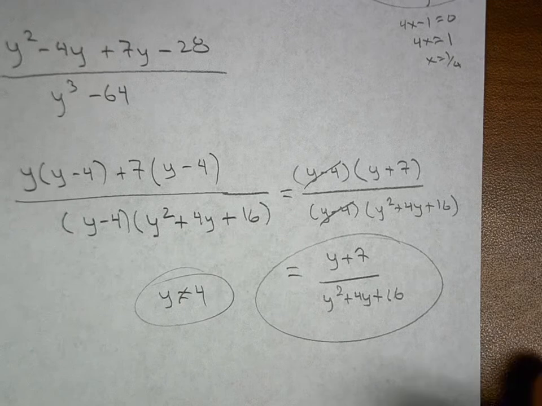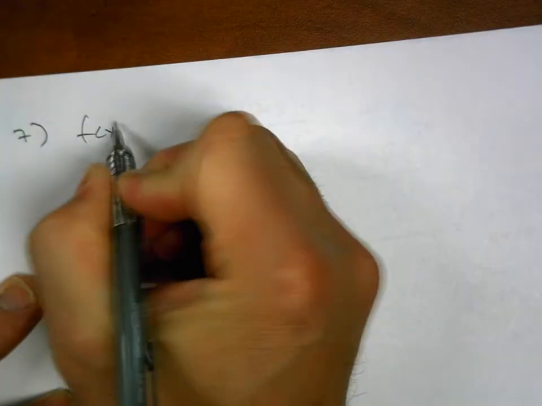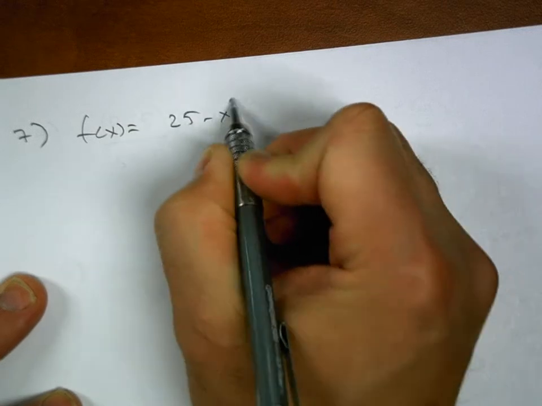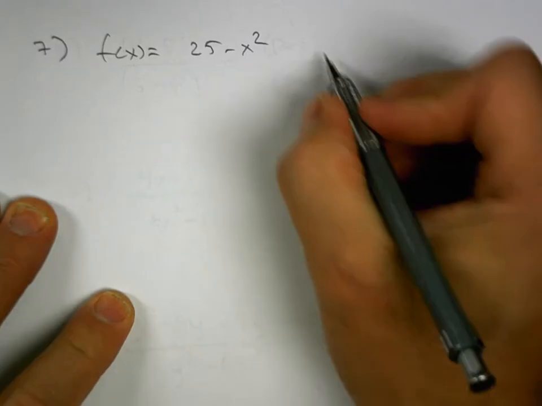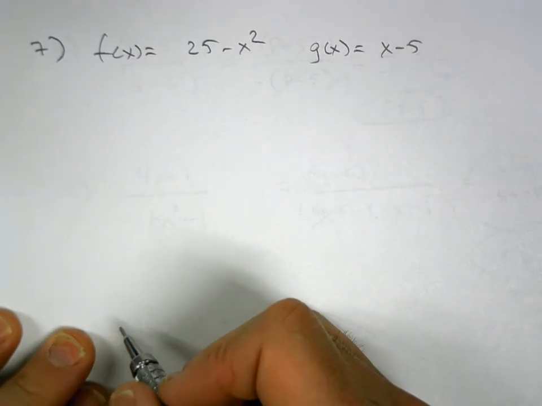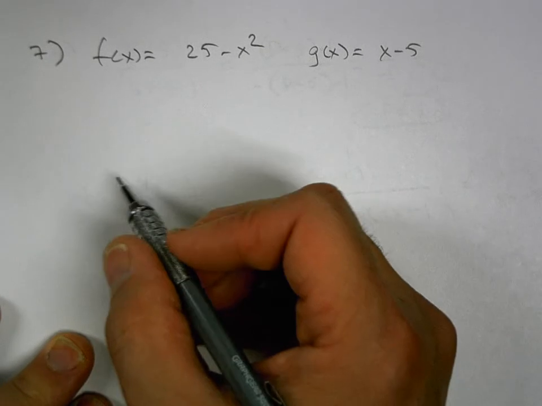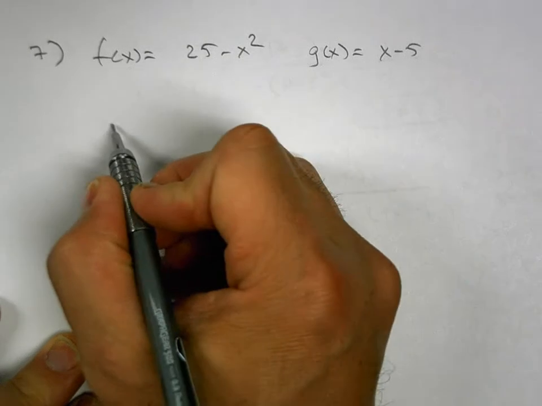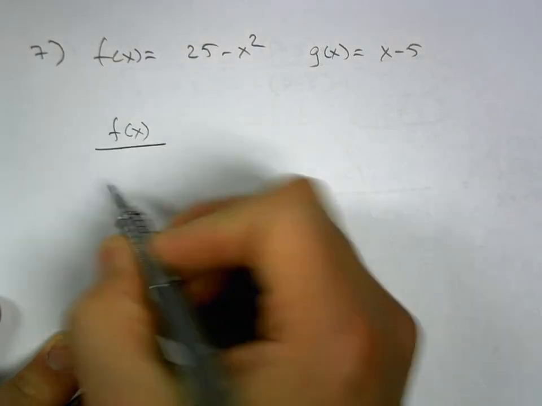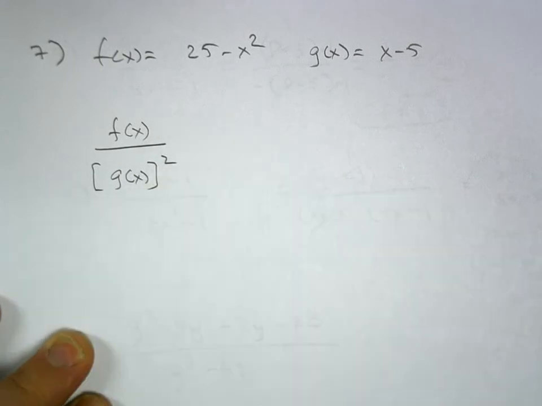Okay. 2 more here. Hang with me. Okay, number 7. f of x equals 25 minus x squared. g of x equals x minus 5. And then we're going to simplify this next expression: f of x over bracket g of x quantity squared. So that's what they want us to simplify.